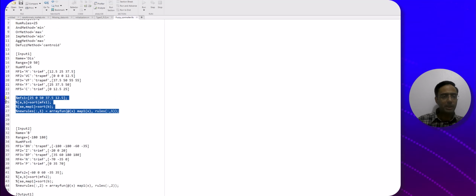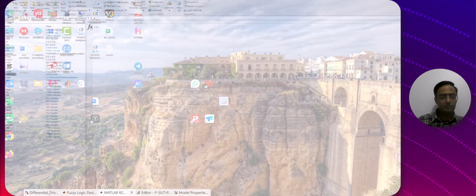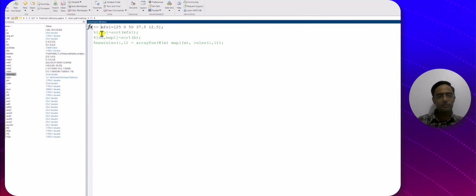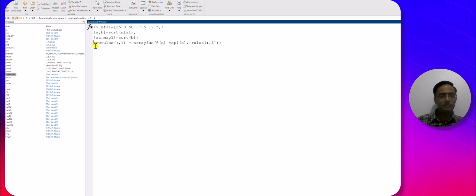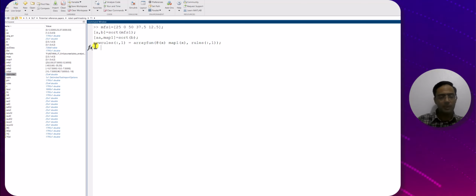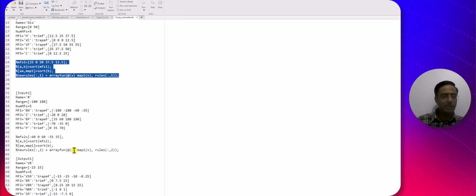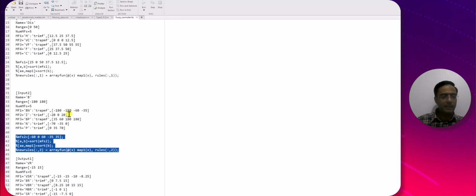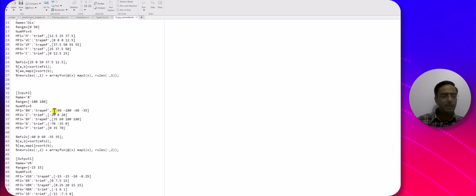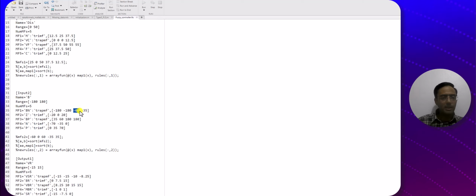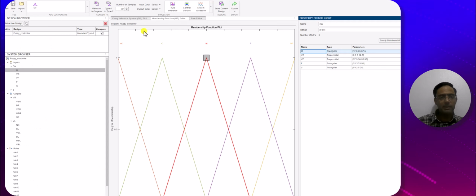The first input is here. Let me show you the new rule. First, let me update for the second input, then see the changes again for the second input. The center for the first input is supposed to be -6. Let me show you in the figures.